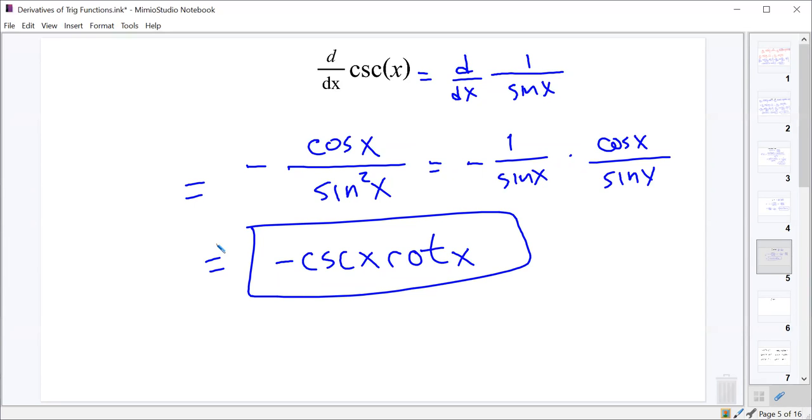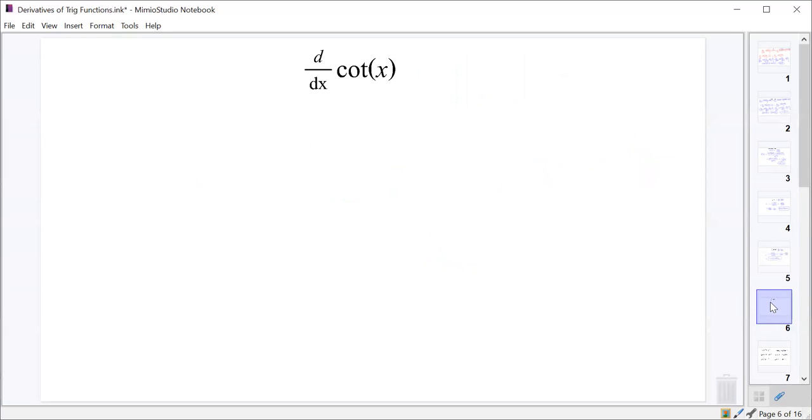Only 1 to go. Last one is cotangent. There are 2 different ways we could do cotangent. What are the 2 different ways? Let's do it both ways and see that they're both the same.